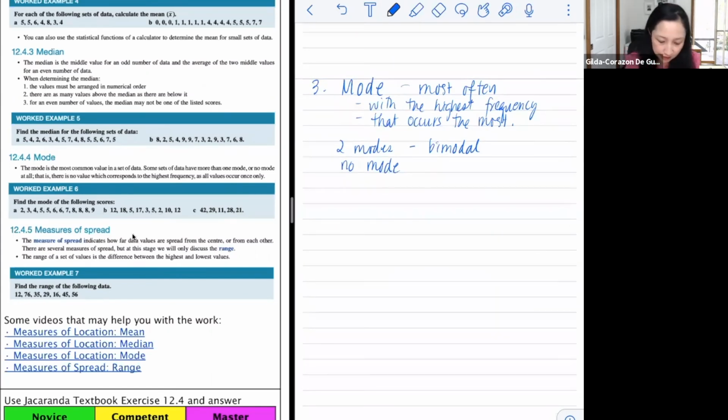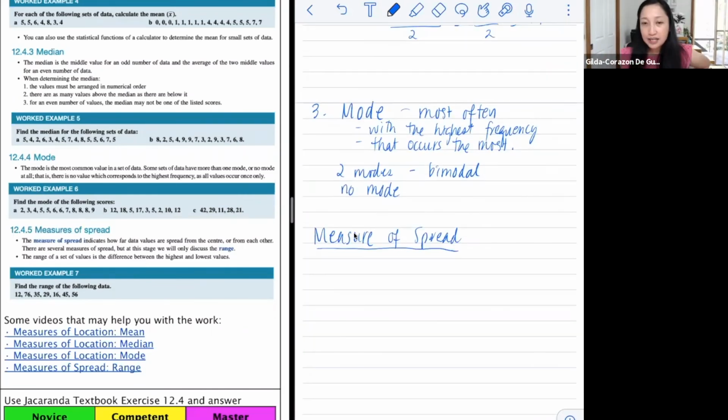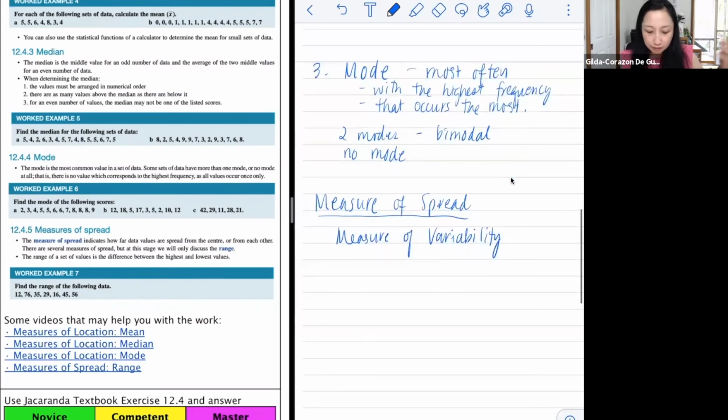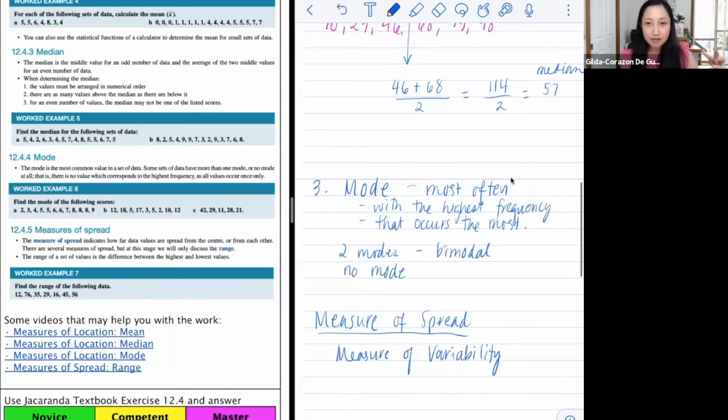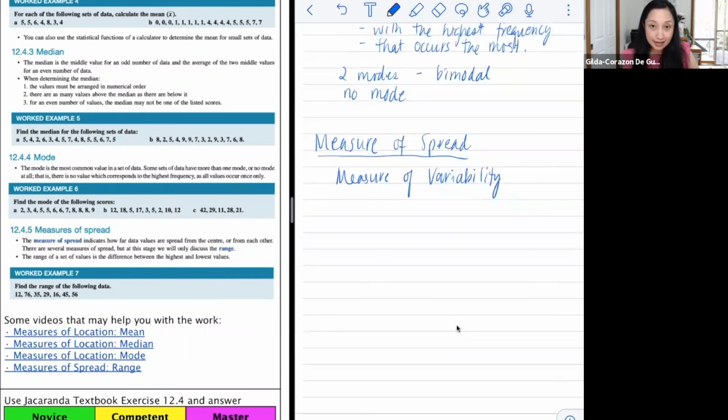The last one is the measure of spread. How spread is the data set? Measure of spread is also called the measure of variability. The other measures of spread that you will be calculating, you would learn in year 9 and 10, okay? But just so you know, if we have 3 measures of location, there are also other measures of spread. What we'll be talking about this year and the next year is what we call the range, right?